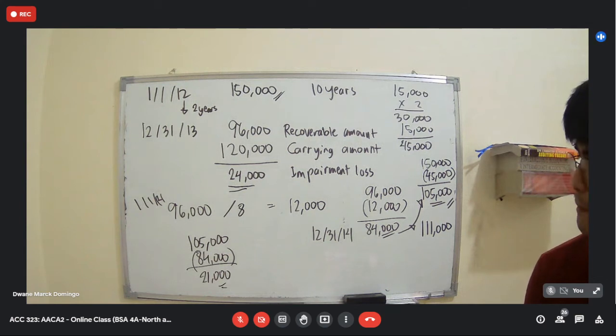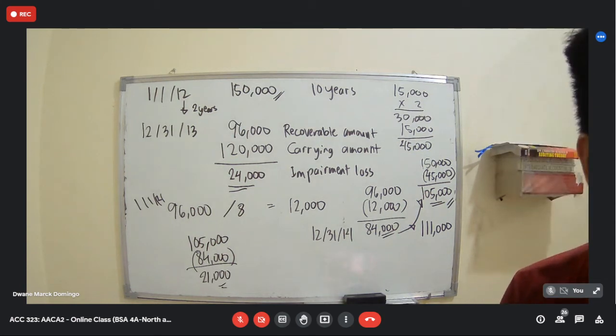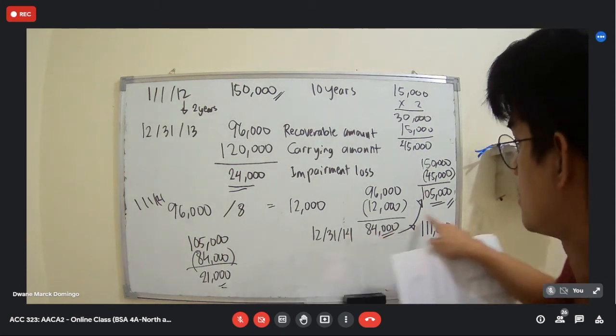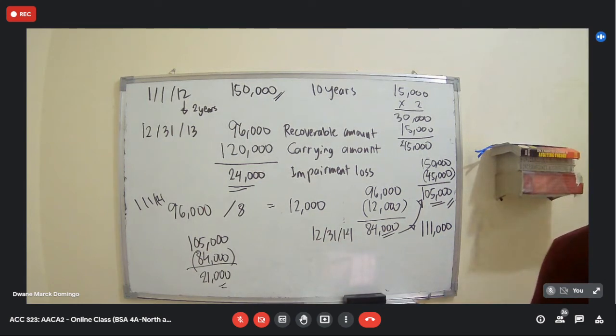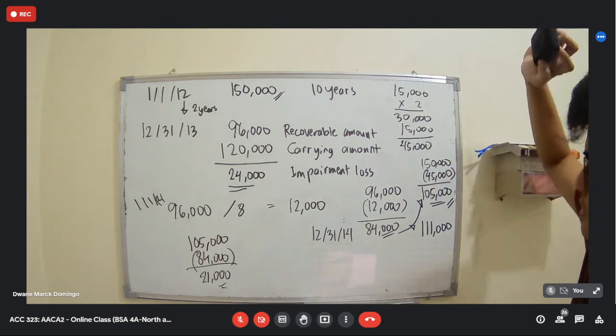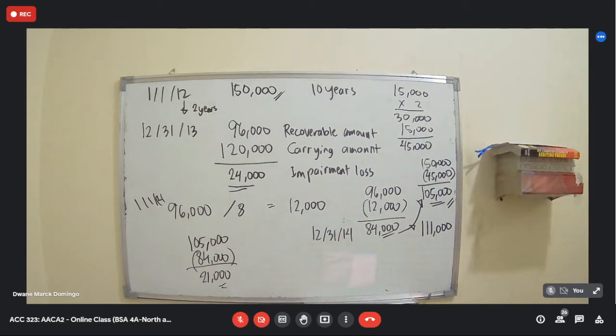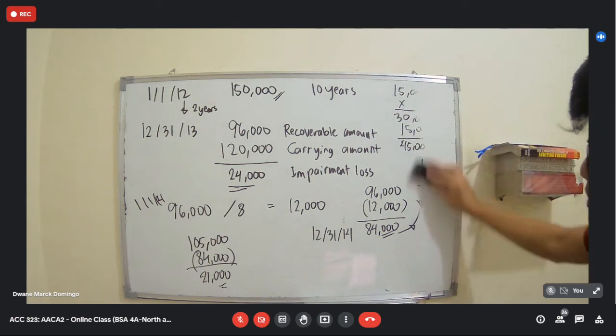So, sige, bibigyan ko kayo ng another scenario. What if ang asset, ang model na gamit is revaluation model? How do we account those reversals? So, for example, revaluation model ang gamit. So, revaluation model. So, sige, screenshot nyo muna.